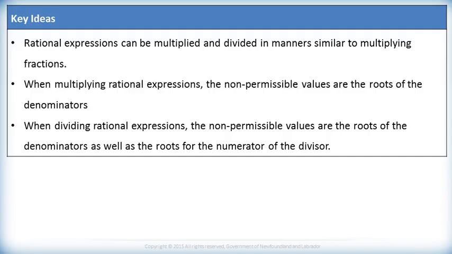Key ideas: rational expressions can be multiplied and divided in a manner similar to multiplying fractions. When multiplying rational expressions, the non-permissible values are the roots of the denominators. When dividing, though, the non-permissible values are the roots of the denominators, as well as the roots of the numerator of the divisor. That's because of taking the reciprocal.